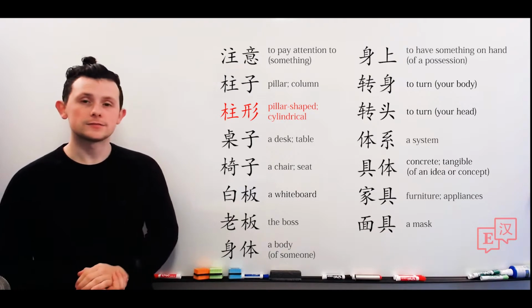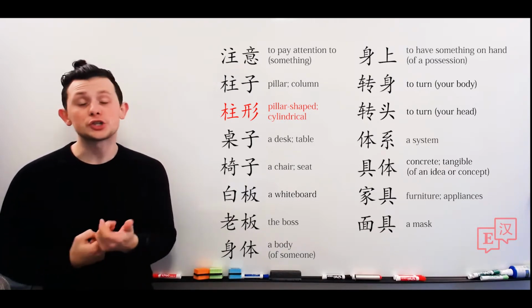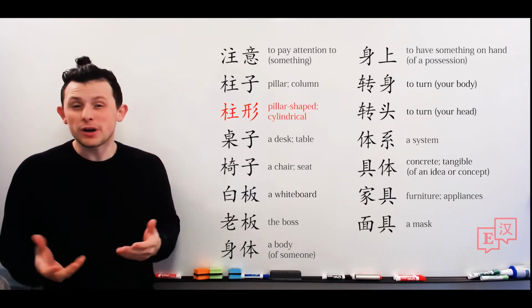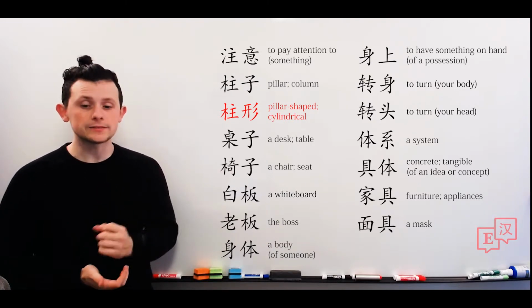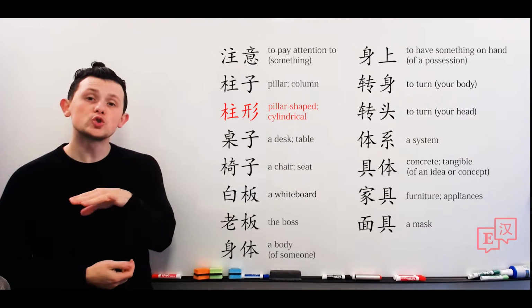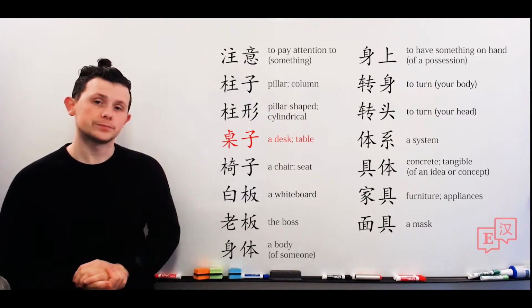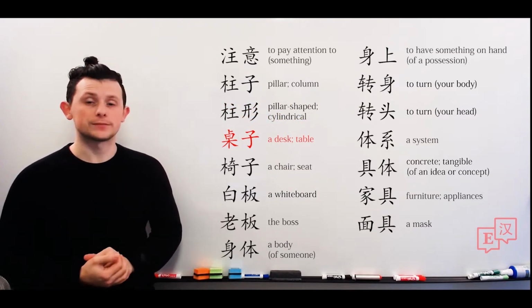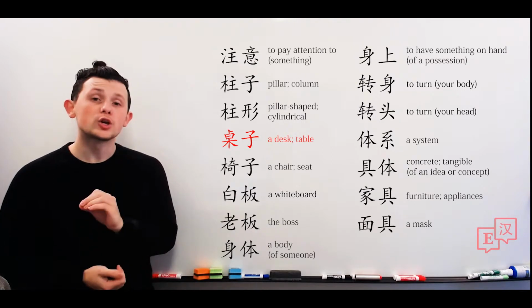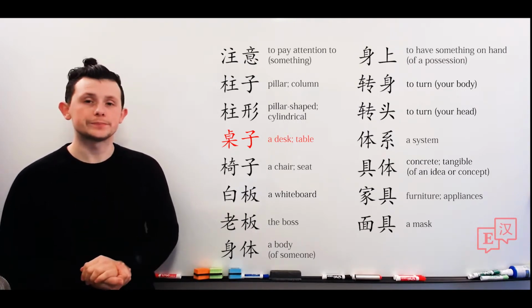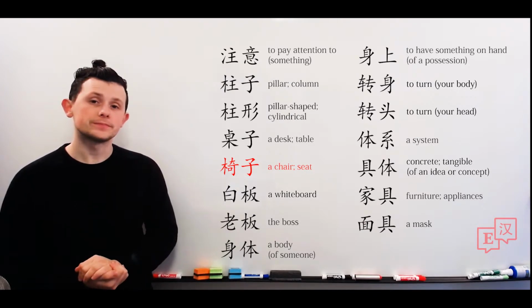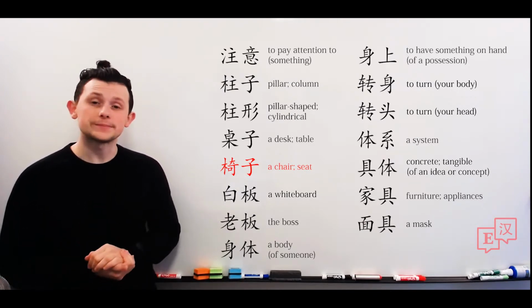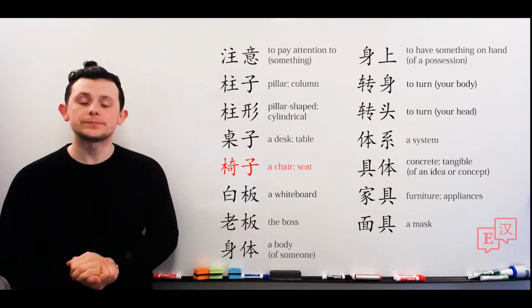柱子，柱形. Column or pillar shaped means in the shape of a column or pillar. 柱形，桌子. Desk or table. 桌子. 椅子. Chair or seat. 椅子.